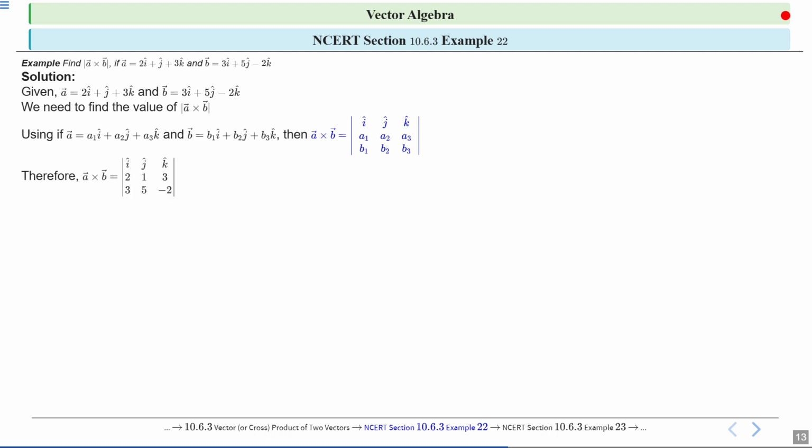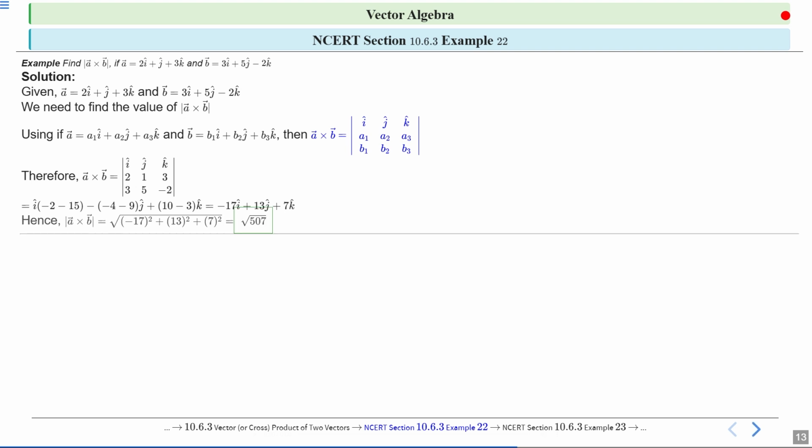Therefore, A vector cross B vector will be equal to the determinant of i cap, j cap, k cap, 2, 1, 3, and 3, 5, minus 2. So let's expand the determinant. It will be i cap into (minus 2 minus 15) minus (minus 4 minus 9) j cap plus (10 minus 3) k cap, which after solving will be minus 17 i cap plus 13 j cap plus 7 k cap, right?